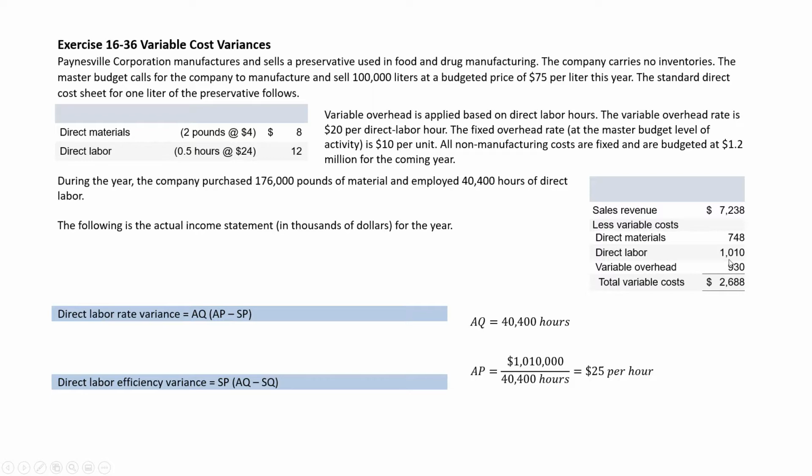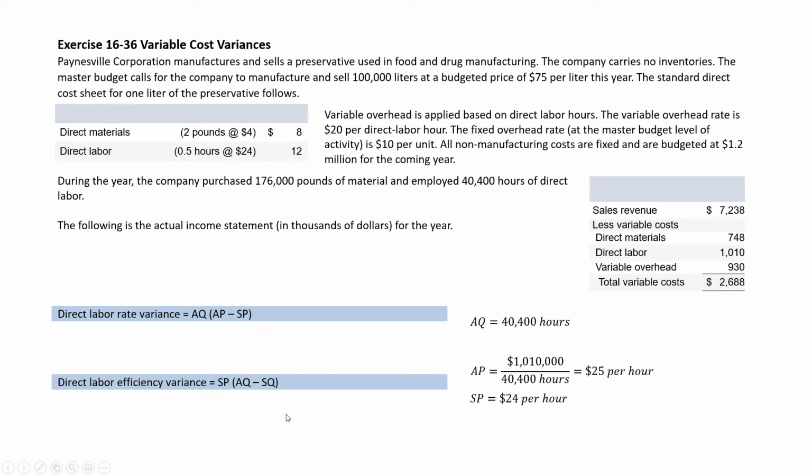They don't give it to us directly, but very similar to what we did for materials. We know that the total actual cost for direct labor was 1,010,000. We also know that we use 40,400 hours, so we can figure out that our labor rate per hour is $25 per hour. Another piece of information I need is standard price. Again, I want the standard price per hour, and that's going to be 24.